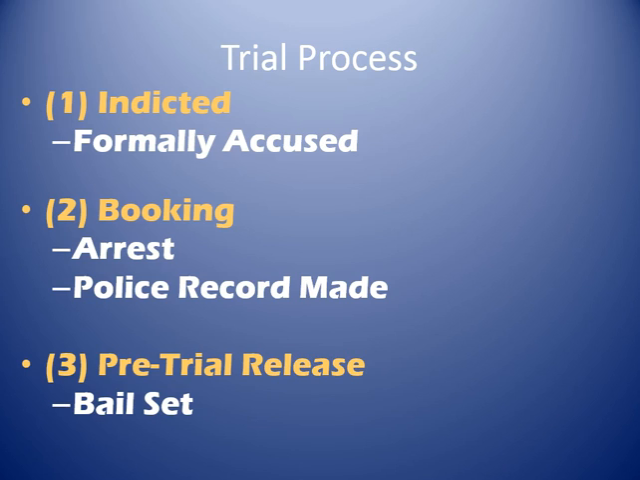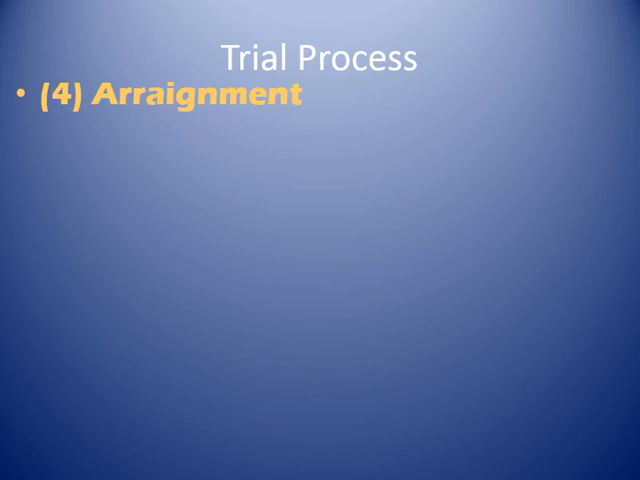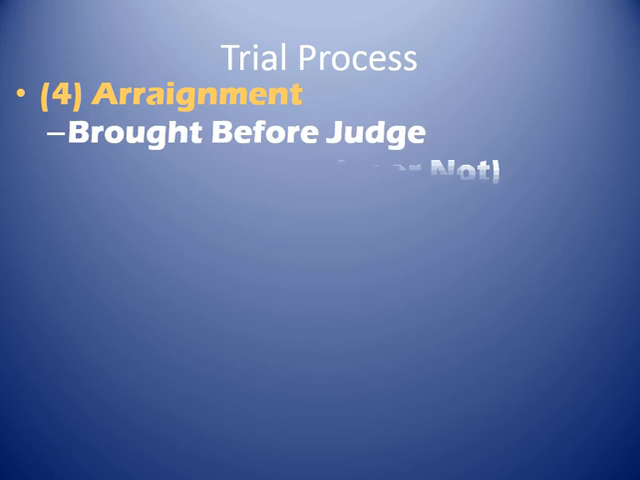The third step in a trial process is a pretrial release. So if they don't think that you're going to run, if they don't think you're a threat to society, they could set bail, which means you give them some money, then they let you go free, and then as long as you come back to court, you get your money back. The fourth step is the arraignment process.